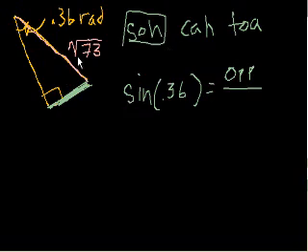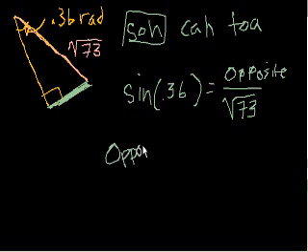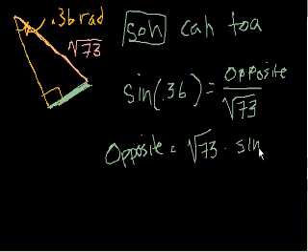Well, what's the hypotenuse length? What's square root of 73? Square root of 73. These are p's, by the way. I know they don't look like p's, but opposite for opposite. So the opposite side, we're just multiplying both sides by the square root of 73, is equal to the square root of 73 times the sine of 0.36 radians.